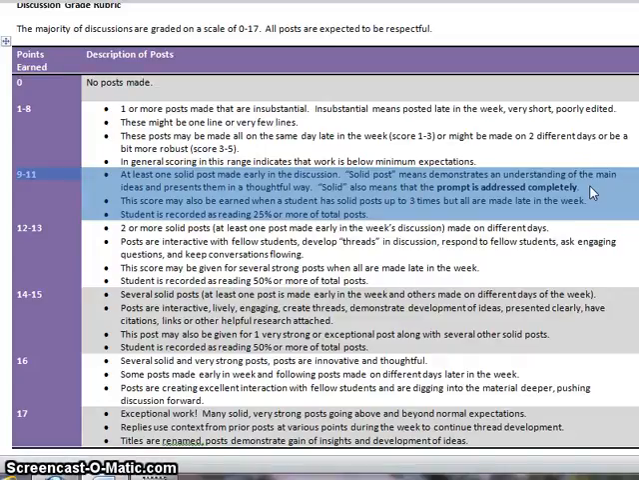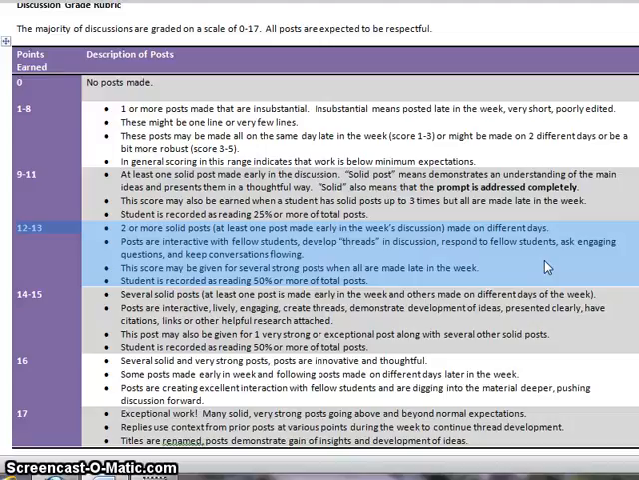This score can be earned when a student has solid posts up to 3 times a week, but they're all made late in the week. And so that doesn't afford the student the opportunity to really engage as much in discussions. So that may score somewhere between 9 and 11 points. I also look at how much reading is being done. If the student is recorded as reading 25% or more of total posts, that can add to the points earned.